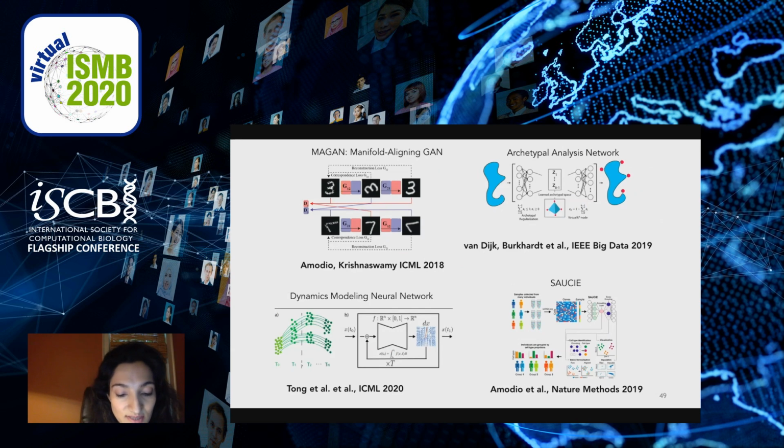We, of course, have a lot of other neural networks in our lab if you're interested in checking out this flavor of work: manifold aligning GANs, autoencoders that organize data by archetypes, neural networks that model dynamics based on manifold constraints, and also an end-to-end analysis framework called SST that can automatically cluster data.